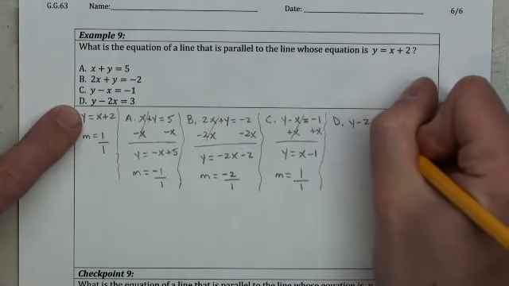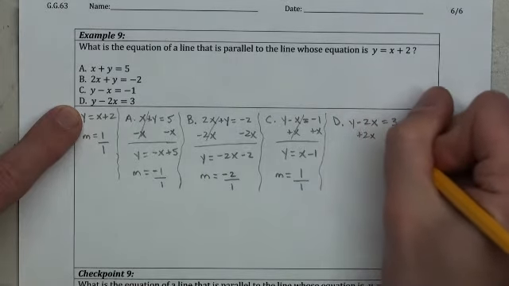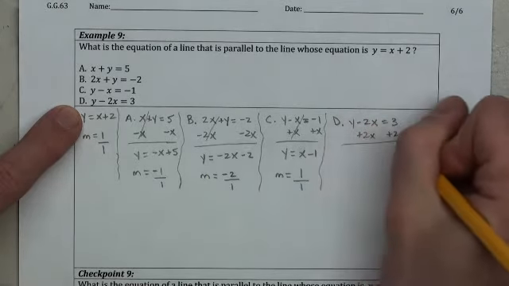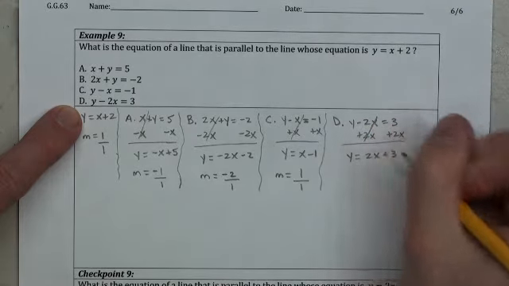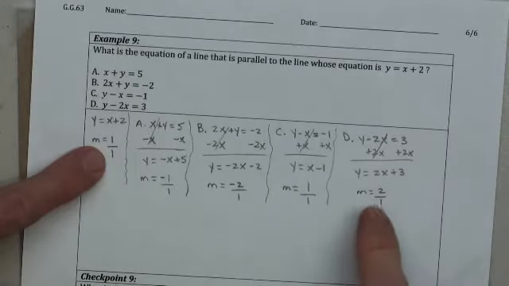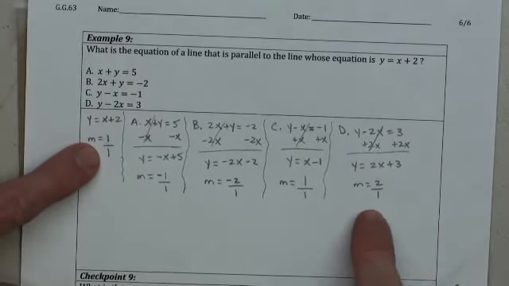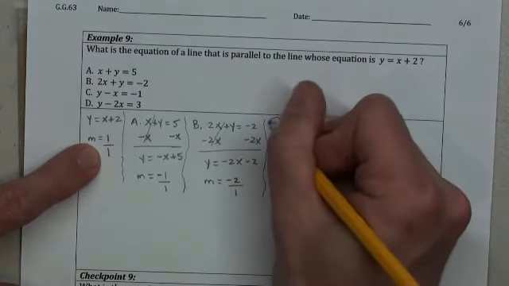Y minus 2x equals 3. Add 2x to both sides. Y equals 2x plus 3. My slope is 2 over 1, and that is not the same thing, and that is not a negative reciprocal. I'm looking for the ones that are the same, so it's C and C.